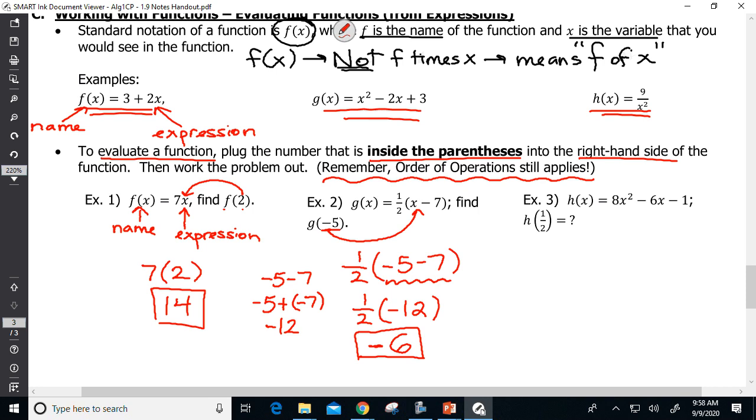Questions on example 1 and 2? We're going to do example 3. We'll save the graphing part for tomorrow. Well, evaluating off of the graph for tomorrow.